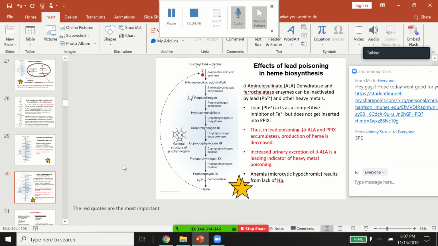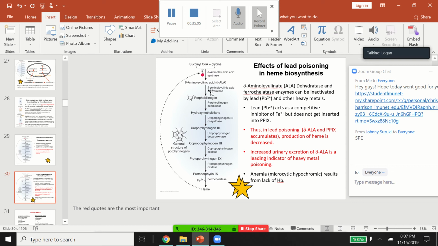All right. Now, lead poisoning goes a little more into detail. The thing about lead poisoning is that it affects specific enzymes. One of them we've already talked about. Well, actually, no, we haven't talked about that one. That was the next one in the step. My bad. So this one's ALA dehydratase. That's one of them.